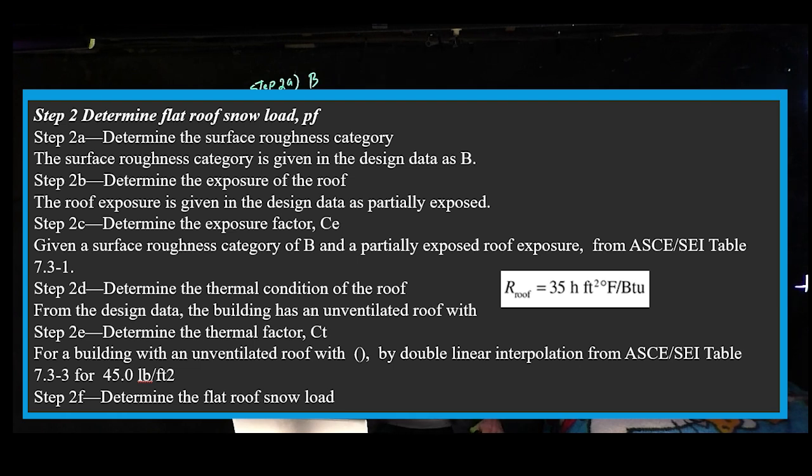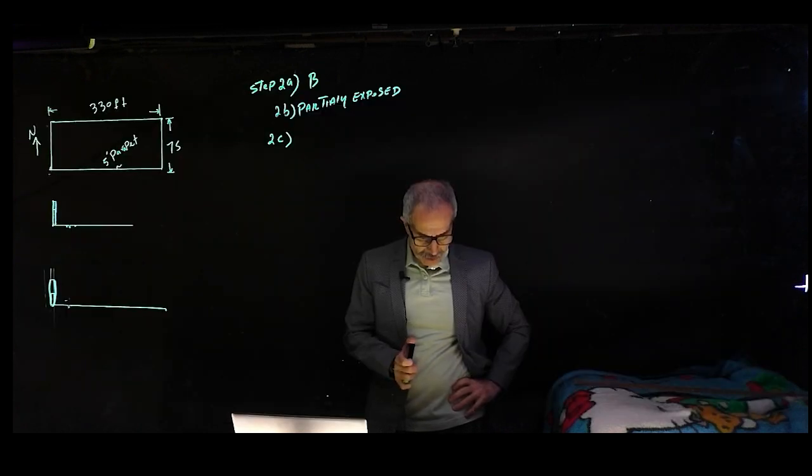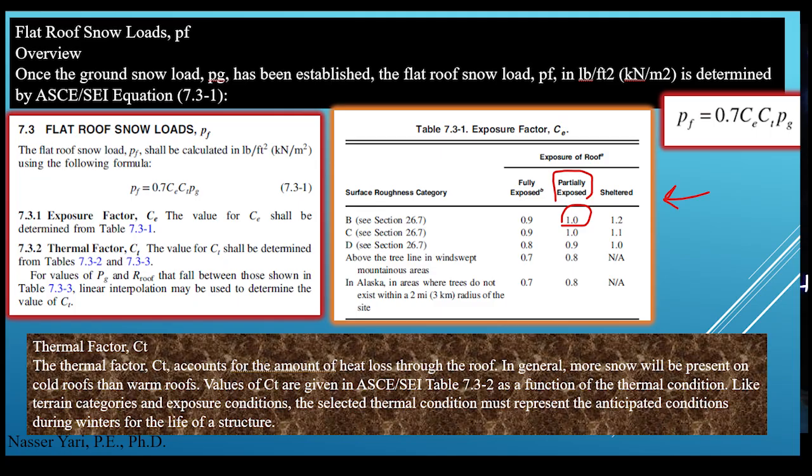And then we go to step 2B. It says determine the exposure of the roof, which is given as partially exposed. And 2B, it says determine the exposure factor Ce, and we can do that from ASCE table 7.3.1 with the surface roughness, as you can see on the board. Ce is equal to 1, and write that down. Ce is equal to 1.